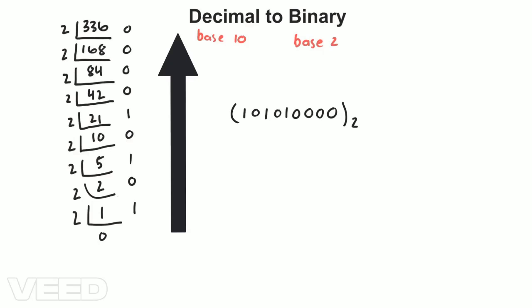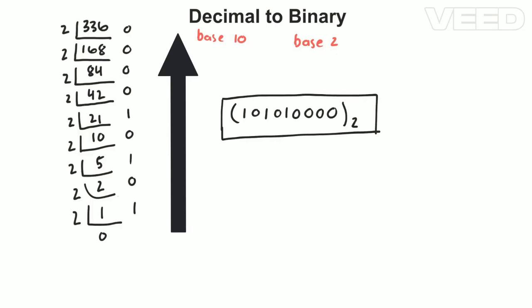This is the correct answer. So 101010000, which is a base 2 number, is my final answer. And this is my binary number. So we converted 336 in decimal to 101010000 in binary. I hope you found this video helpful.